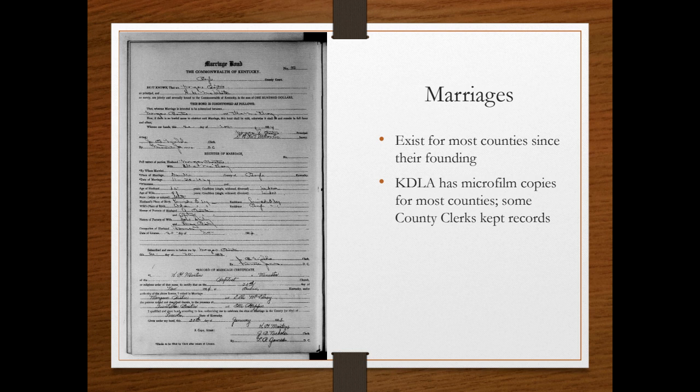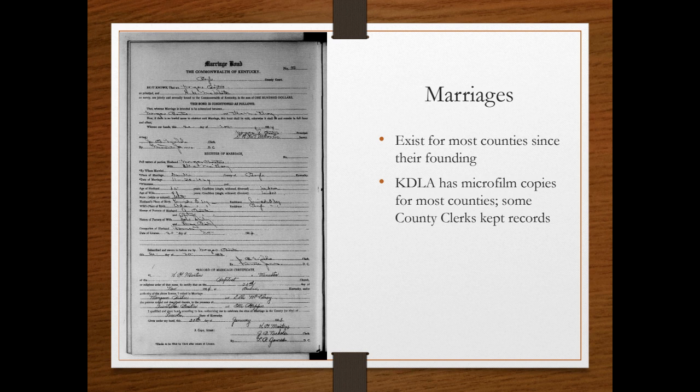So marriage records are actually going to be the easiest ones to search sometimes, and that's because they exist for most counties since the founding of the county. The microfilm we have here at KDLA, we do have microfilm copies for most counties, but there are a couple of county clerks who have kept their own records and we don't even have copies of. It's very much a county by county basis. But in general, we do have most of them here.